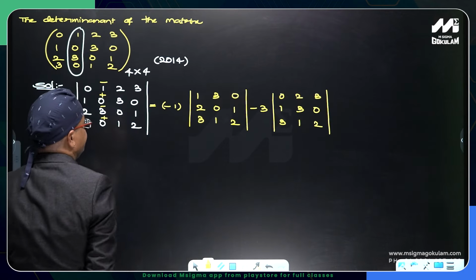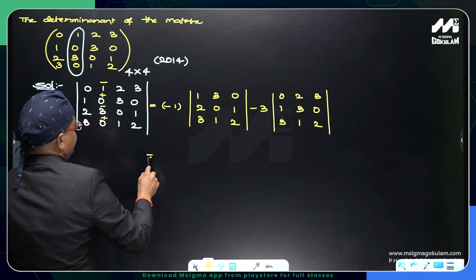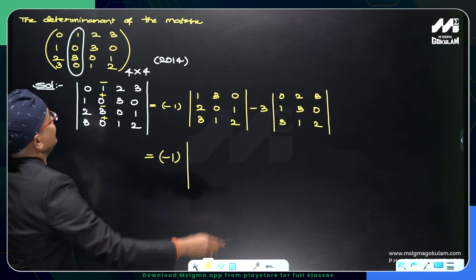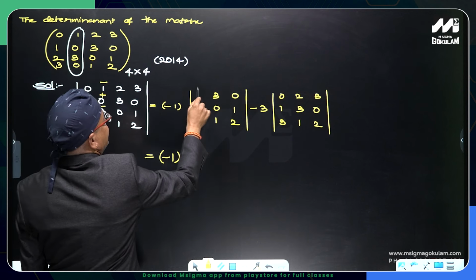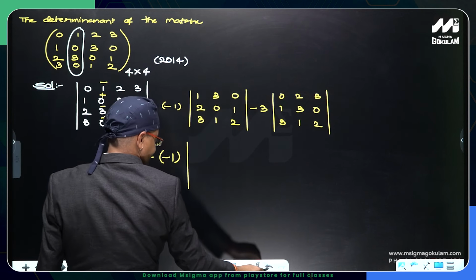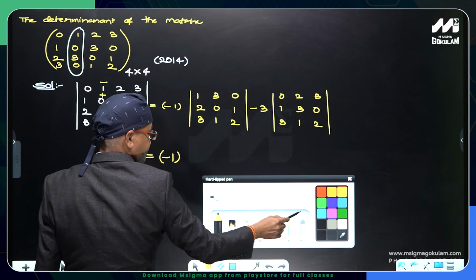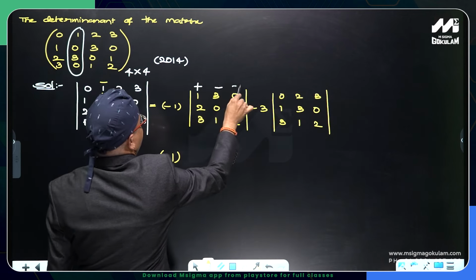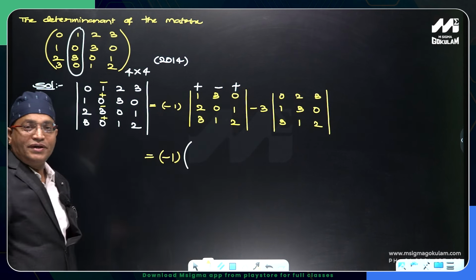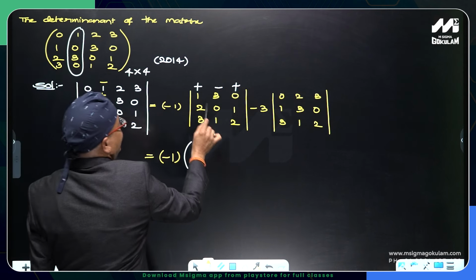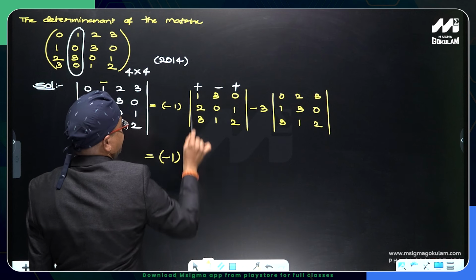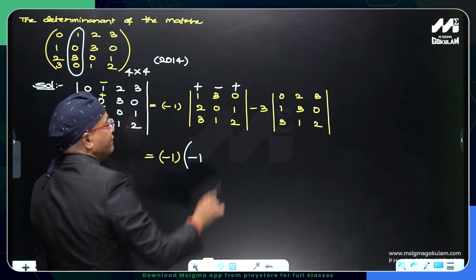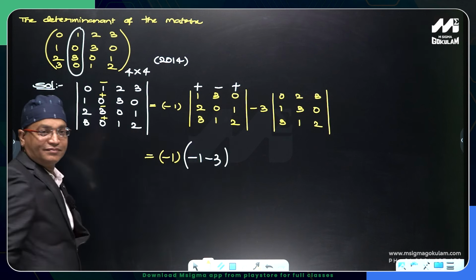Now, I continue. Here, you observe minus 1 into. Again, you see, this 0 or this 0 utilize. Okay? Plus, minus, plus. Be a bit of fast. 1 into 0 minus 1. Minus 1 into 1. Minus 1. Minus 3 into 2 2's 4 minus 3. 1 into minus 3. Like this.